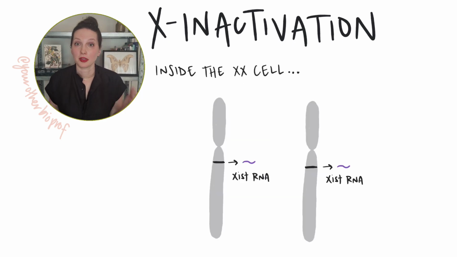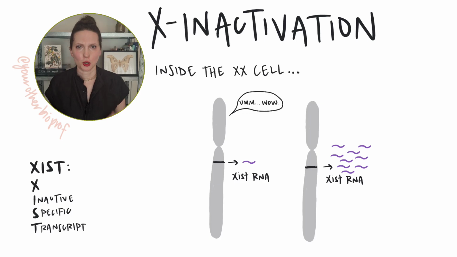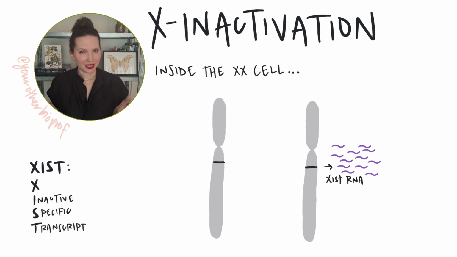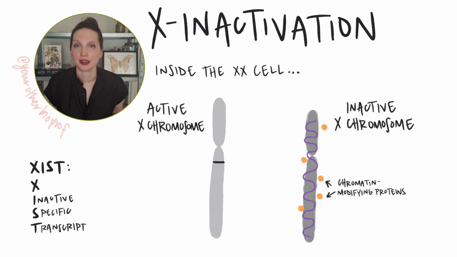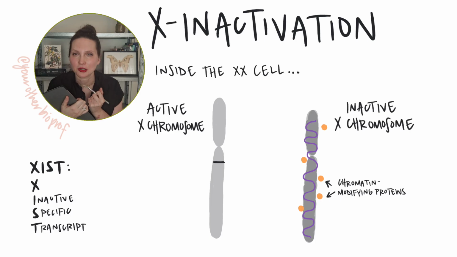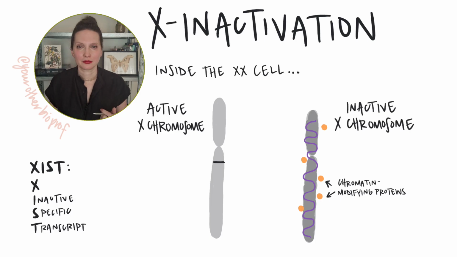Early in development, within the first few weeks in humans, a gene called Xist is highly expressed on one X chromosome in an XX cell. Xist encodes a non-coding RNA, an RNA that doesn't contain information for making a protein. So what does it do? Copies of Xist RNA cover the X chromosome producing them, acting as a signal for proteins to come and modify the histones to condense the chromosome, inactivating it.